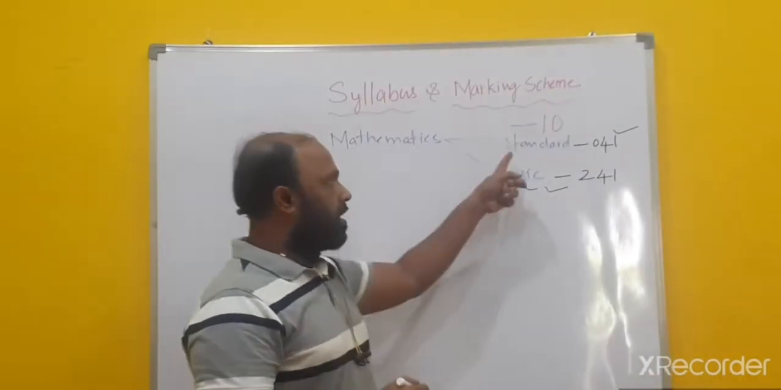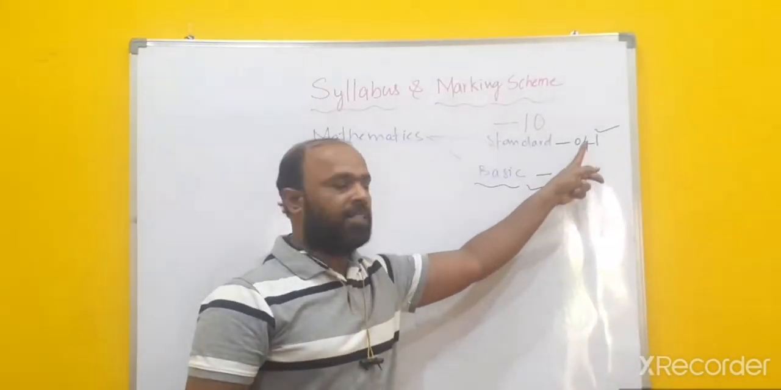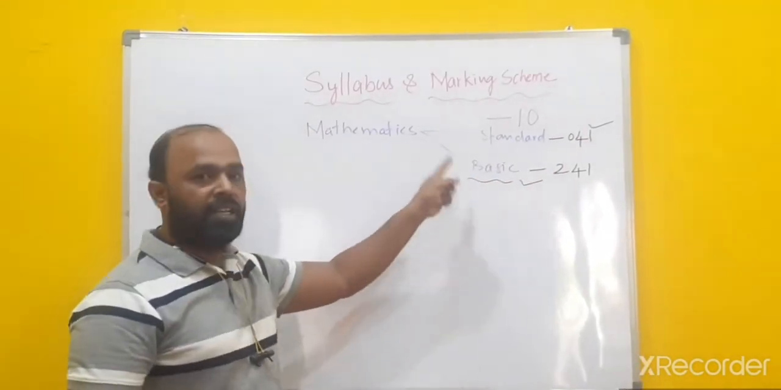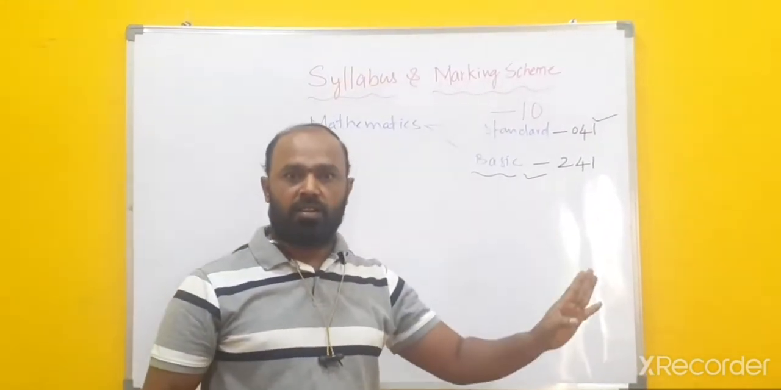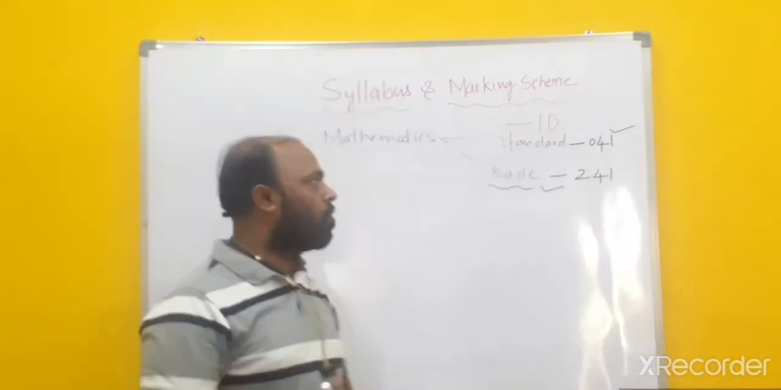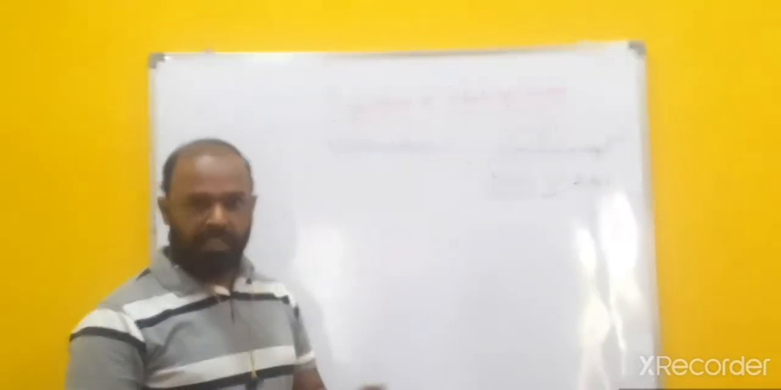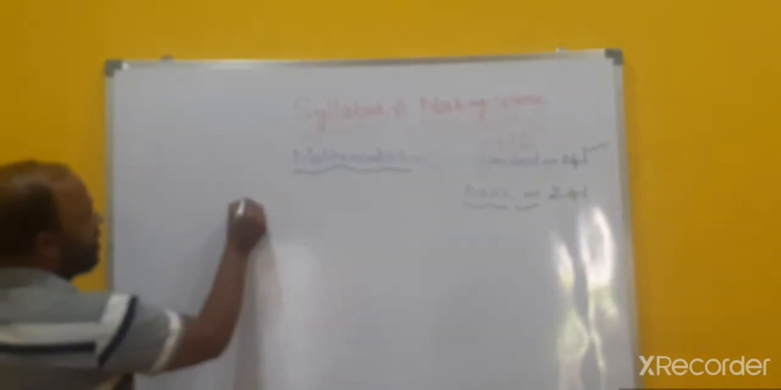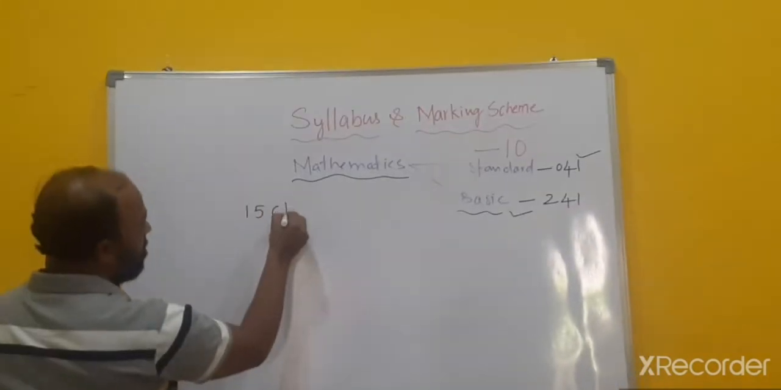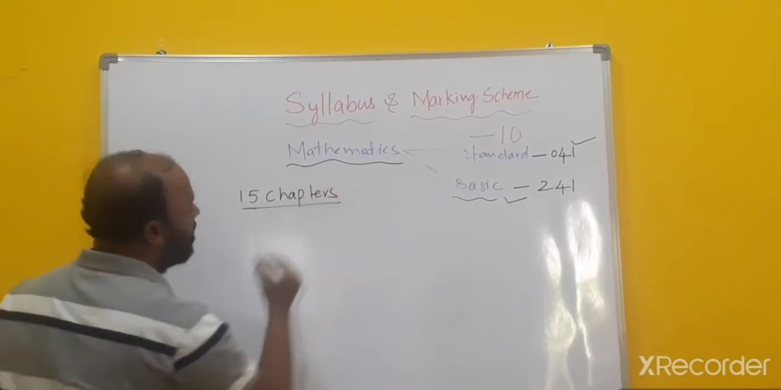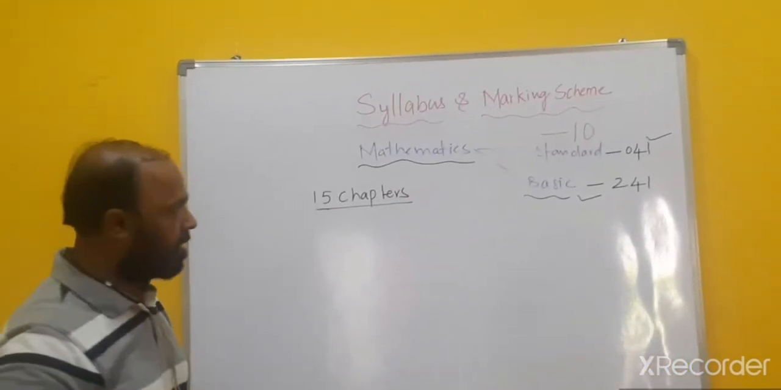With standard you can take mathematics as a subject at higher level, and with basic, you have to choose only science, commerce, or arts group. That is 241 code and 041 code. Is it clear? Now come to the syllabus. In class 10th we have a total of 15 chapters.